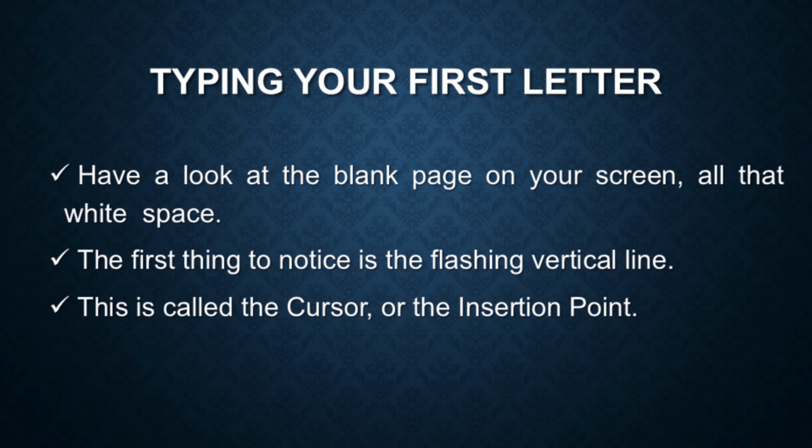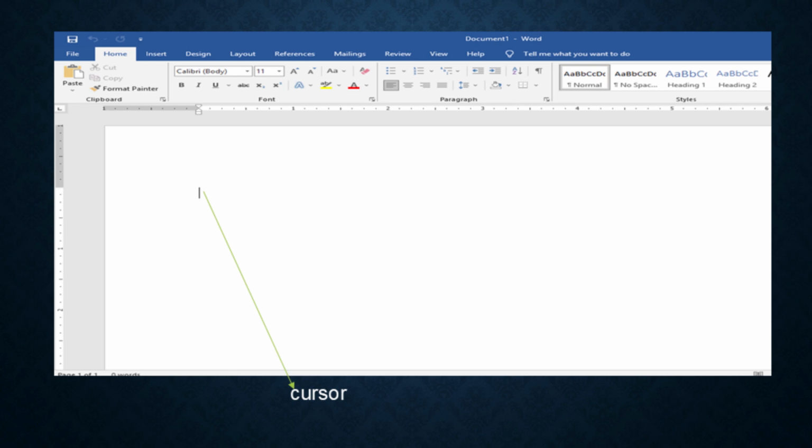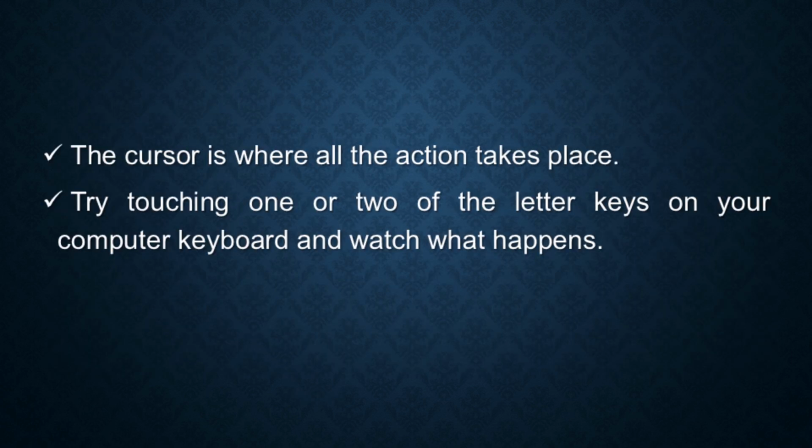Typing your first letter. Have a look at the blank page on your screen, all that white space. The first thing to notice is the flashing vertical line. This is called the cursor, or the insertion point. Its normal behavior is to flash on and off. The cursor is where all the action takes place.